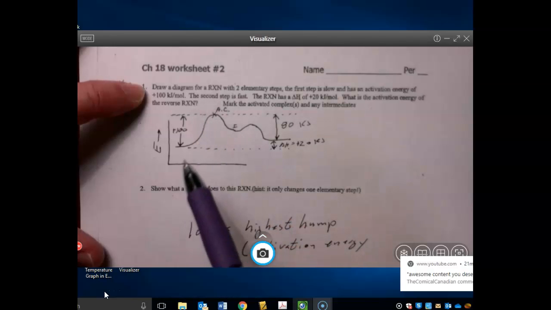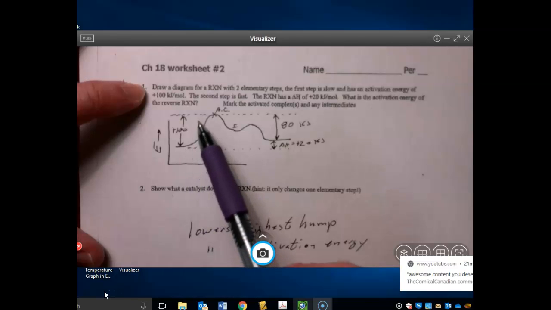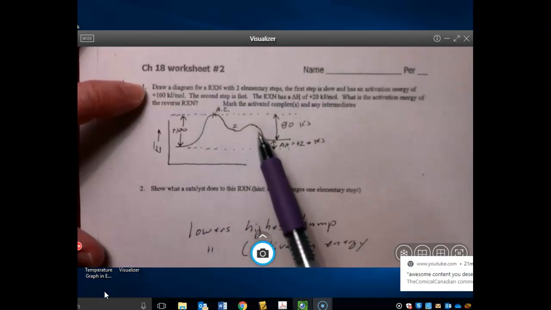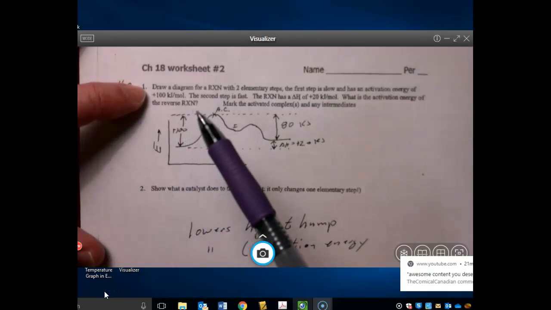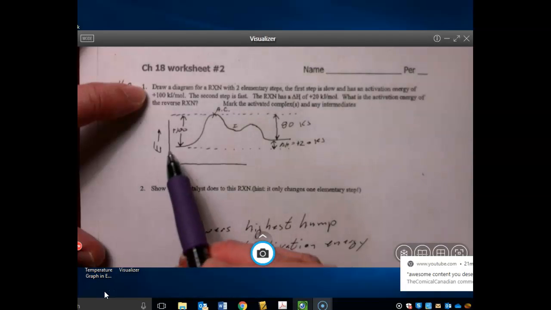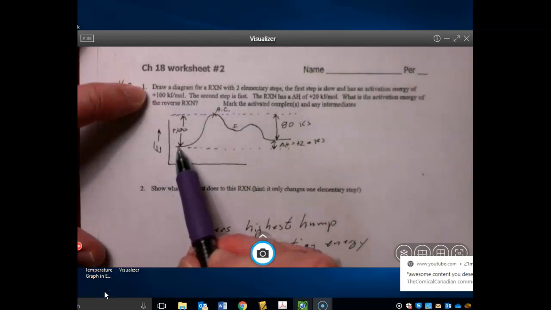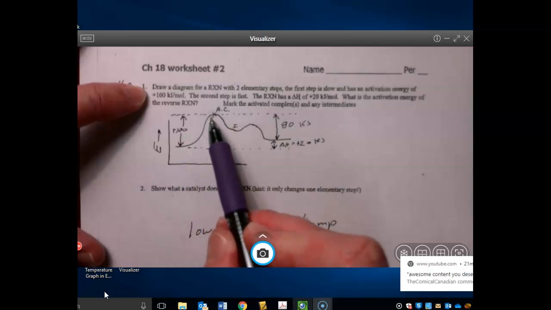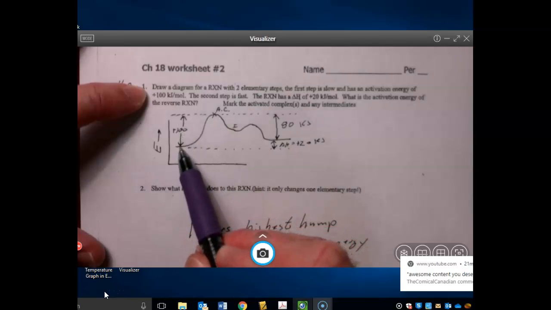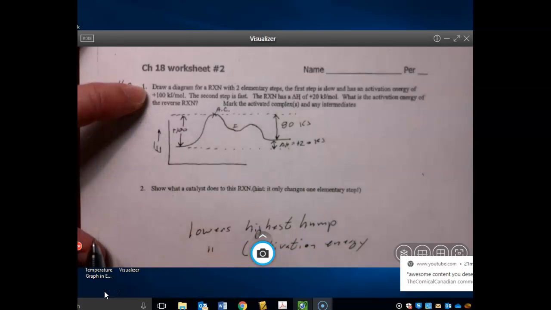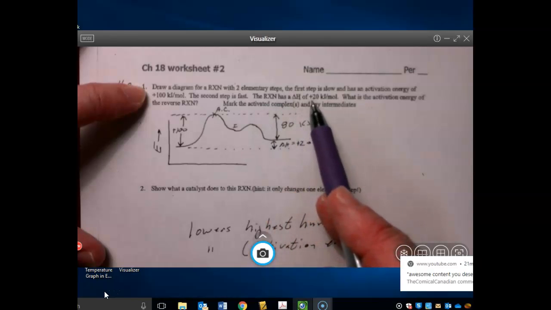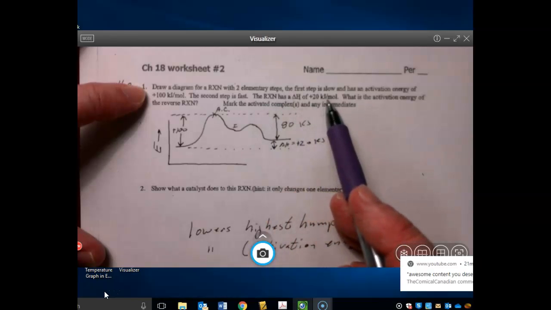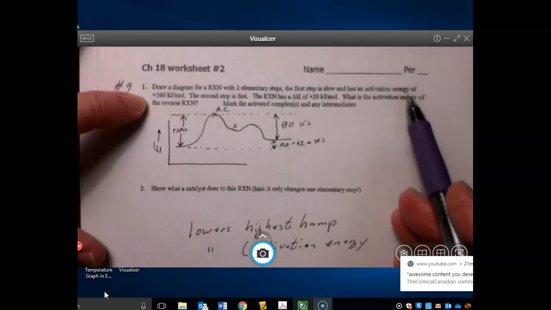So what that means is if the first step is slow, it must have the higher hump than the second step. Okay, and this activation energy of 100 kilojoules per mole means that from the energy of the reactants that you start with to the top of the hump, that distance has to be 100 kilojoules per mole here. Then it says the reaction has a heat of reaction of plus 20 kilojoules per mole. That tells you it's endothermic. And it wants to know what the activation energy is of the reverse reaction.